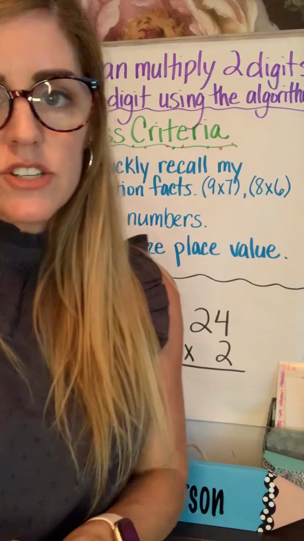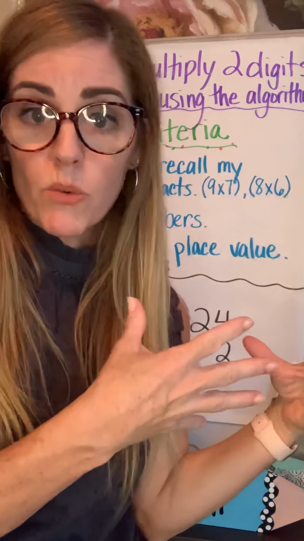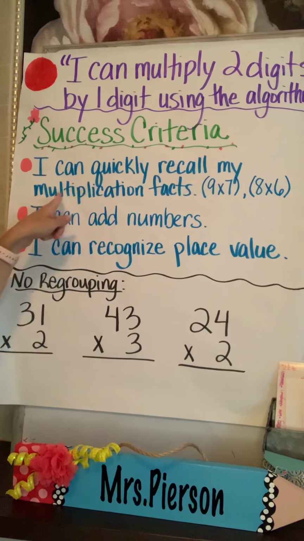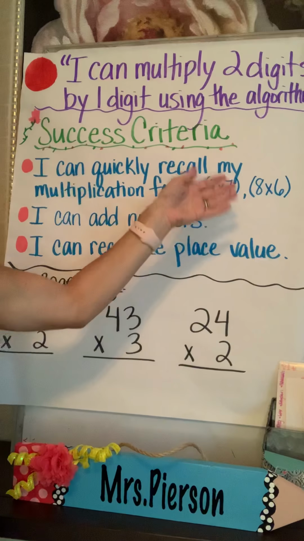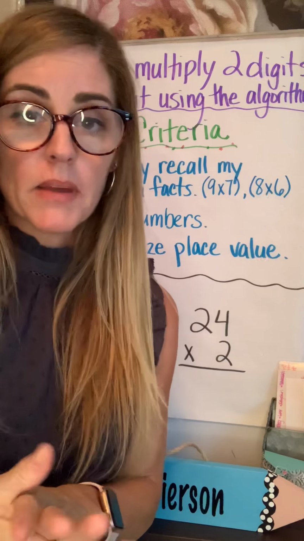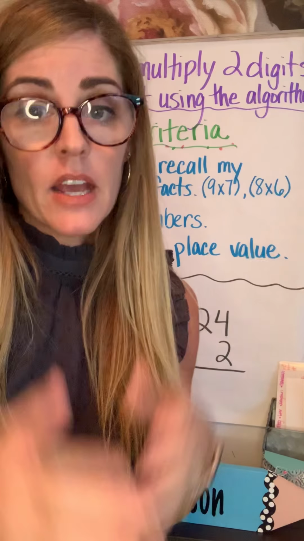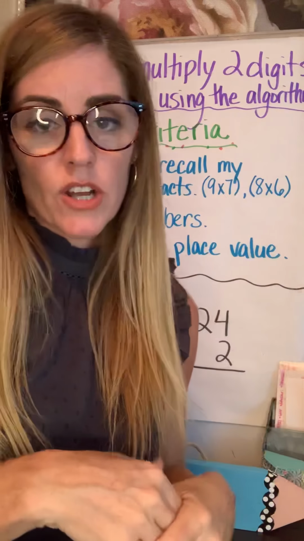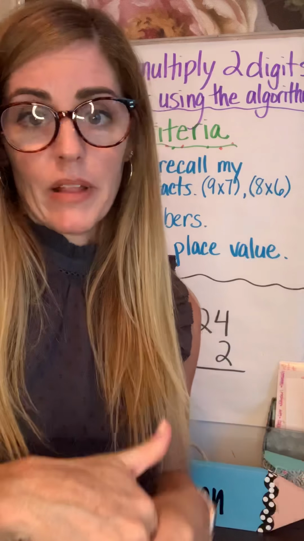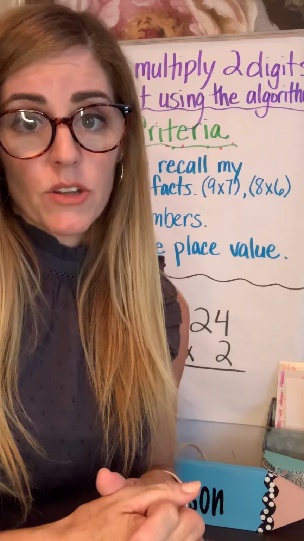The success criteria is just the skills that you need to be able to do in order to be successful with our learning target. So let's take a look at what you need. I can quickly recall my multiplication facts, like 9 times 7, 8 times 6. Now don't panic if you don't have all of your multiplication facts memorized. You can still do this skill, just know it might take you a little longer. I recommend when we are practicing the multiplication algorithm, I believe you have a multiplication chart in your planner, and it's okay to be looking at that while we're practicing and be practicing your multiplication facts.